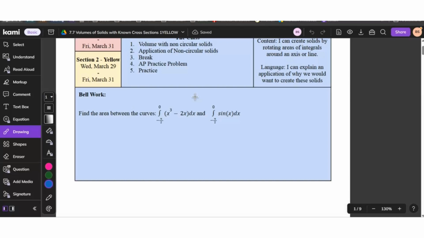Let's do negative 1, that's easier. If I put negative 1 into here, I'm going to get negative 1 plus 2. This one is therefore going to be positive. And this one here, sine of negative 1 would be where?